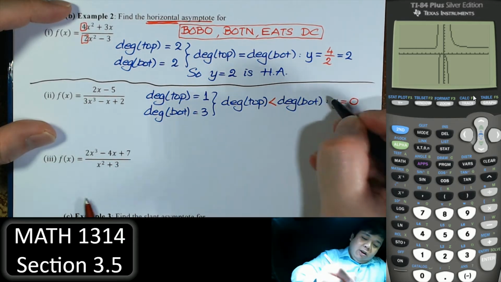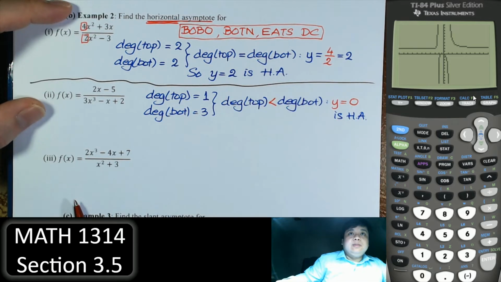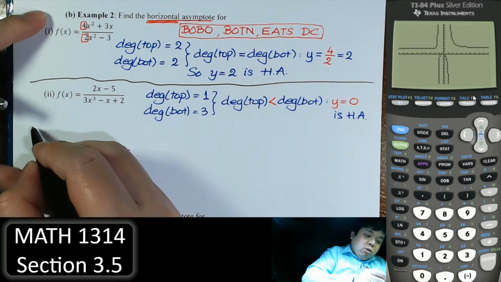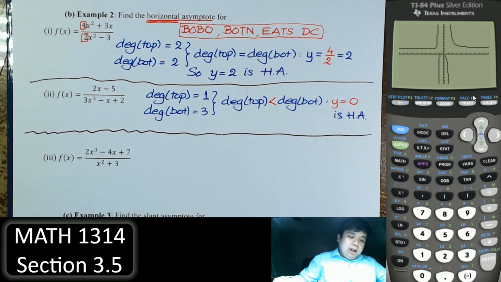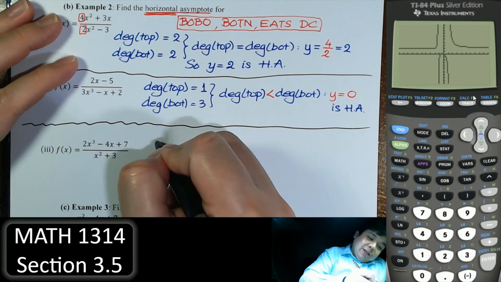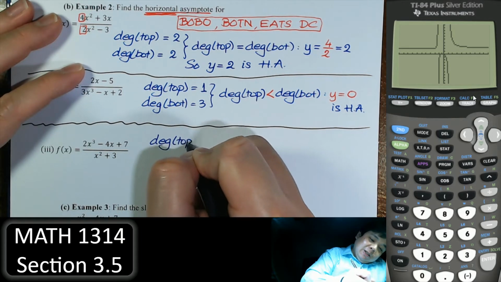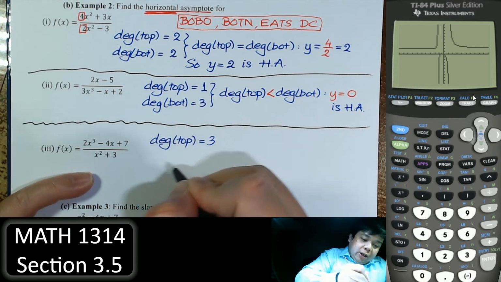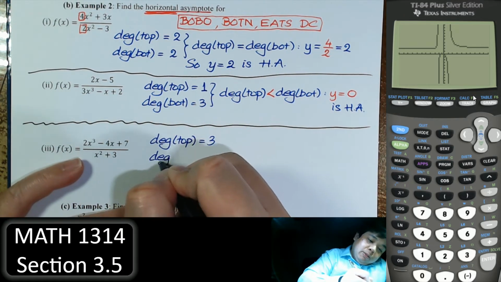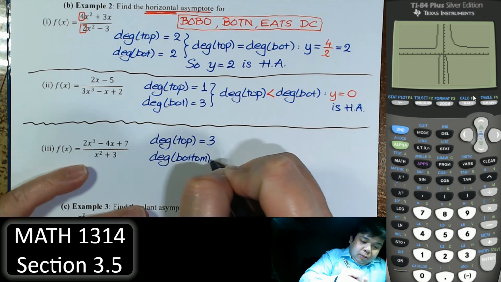Is the horizontal asymptote. Very straightforward, the scenarios. Here we have degree on top is equal to 3. Degree at the bottom is 2.